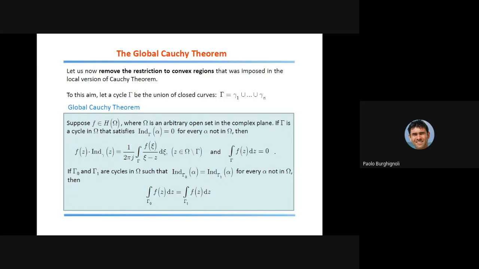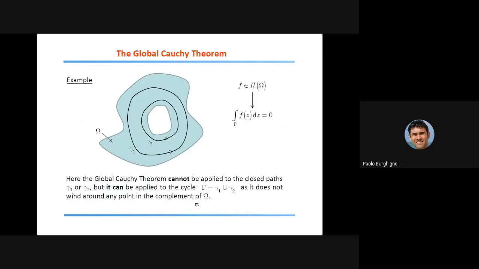integral itself. For example, take omega as the domain in cyan here, which, as you can see, has a hole in it, because there is a white part here which does not belong to omega, and consider the cycle capital Gamma constituted by the union of those two closed curves, gamma 1 and gamma 2. Gamma 1 winds in anti-clockwise direction around the hole, whereas gamma 2 does it in the clockwise direction, okay? If you have a function analytic in omega, so f is holomorphic in omega, then we may conclude that the integral around gamma of this function is equal to 0.